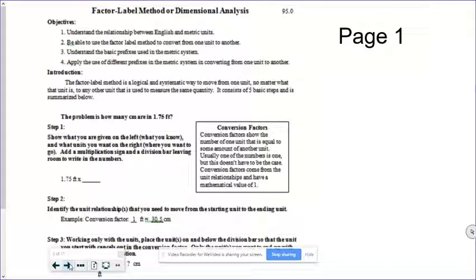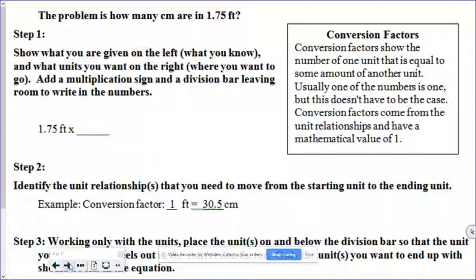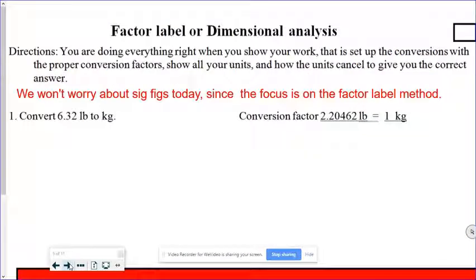This first page is your ones, and it goes over all of how to do factor label, which I'm going to teach you. So after I teach you, if you still need more assistance, then you should go back and look this over. It takes you through it step by step. Again, these next few slides are just all about that.